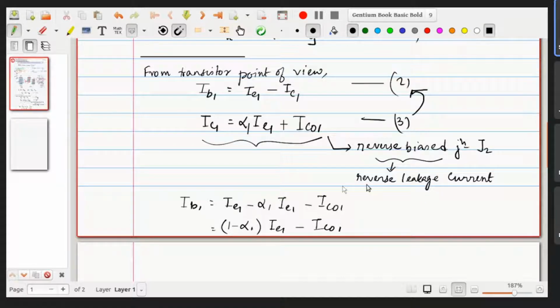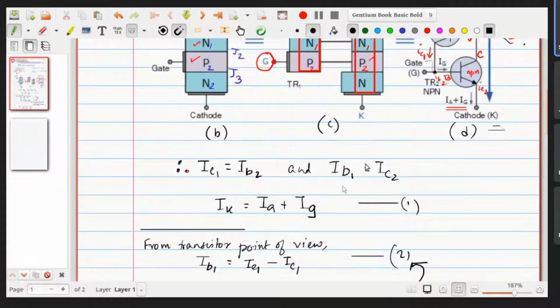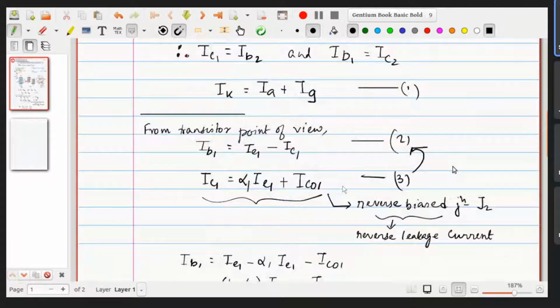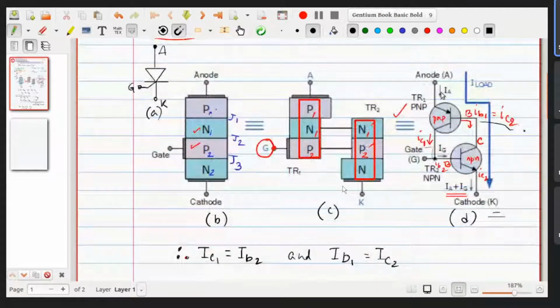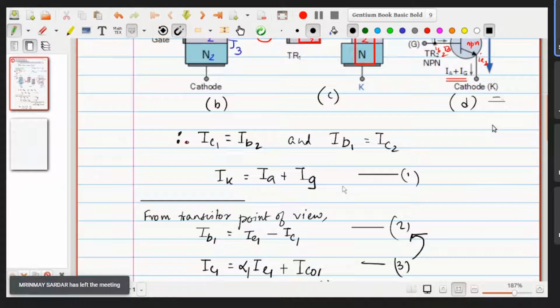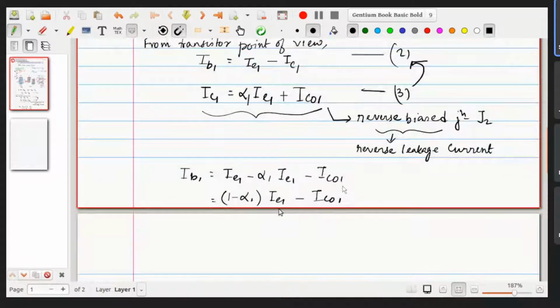So now if we observe this particular figure, as we were considering at this point, the anode current that was coming for the particular device is basically the emitter current of the first device. So we now immediately take this particular emitter current, IE1, from the figure.